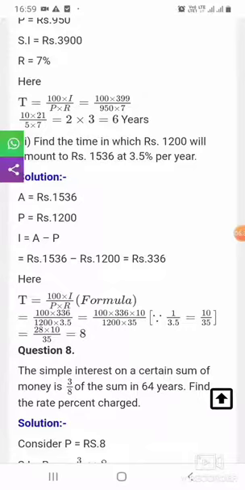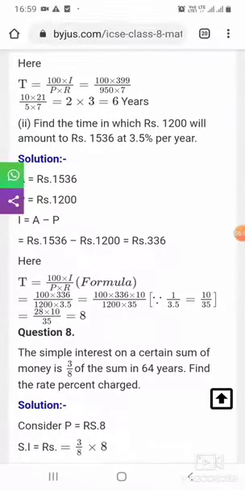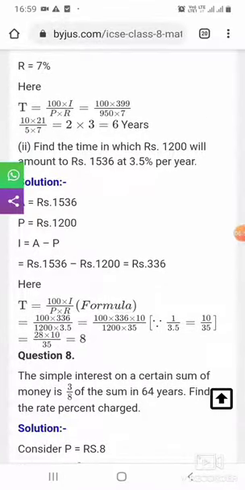Now T is equal to, let us find what it is that we are supposed to find. We should find the time here. 100 into I by P into R. 100 into I, again how much is it? 336 rupees divided by P, principal is 1200, into rate of interest is 3.5. You can take it as 3.5. Now 3.5 can be written as 35 by 10.